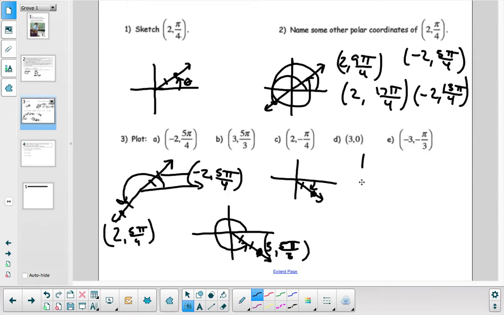(3, 0). (3, 0) is on the x-axis. 1, 2, 3. It looks exactly like (3, 0) as a rectangular coordinate because the angle is 0, and so it's just on the x-axis. So that's an easy one. But then (-3, negative pi over 3). Negative pi over 3 is right here. -3 being our radius, we'll flip it over. We go 1, 2, 3, and it's right there.